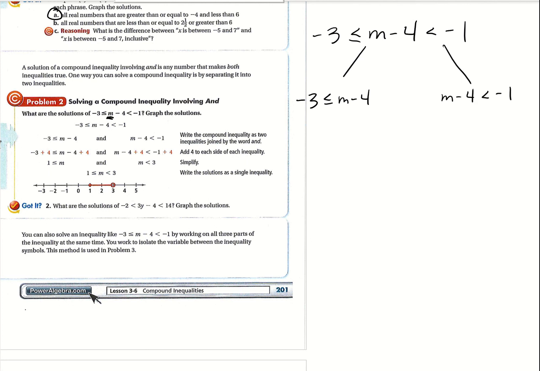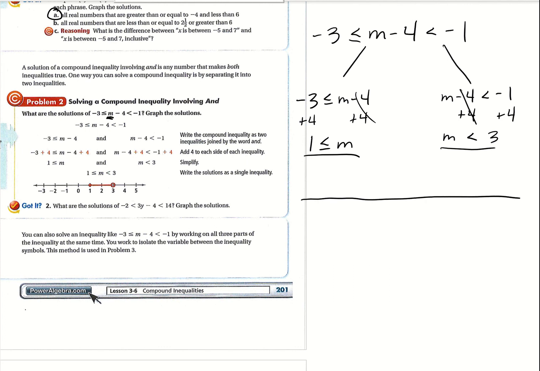All right, now I can solve them both. Okay, so I'm going to add 4 to both sides for this one. So we're going to have 1 is less than or equal to m. All right, there's our inequality on the left side, and then the other inequality, again, I'm going to add 4 to both sides. That's going to leave me with m is less than positive 3. All right, and there's my inequality there as well. All right, so now I've got 2 inequalities, and then I can graph them.